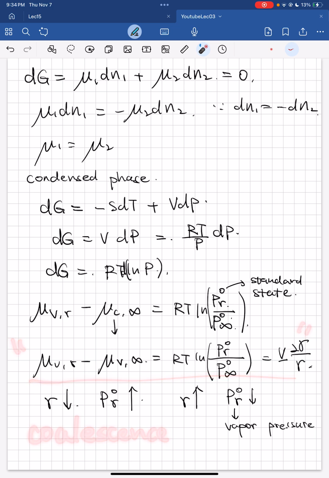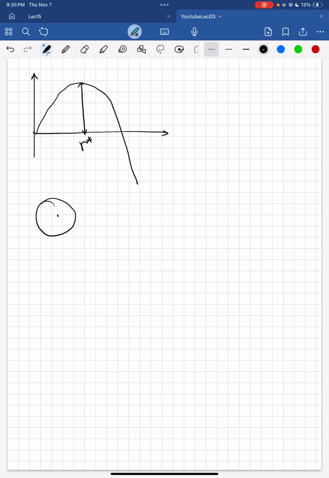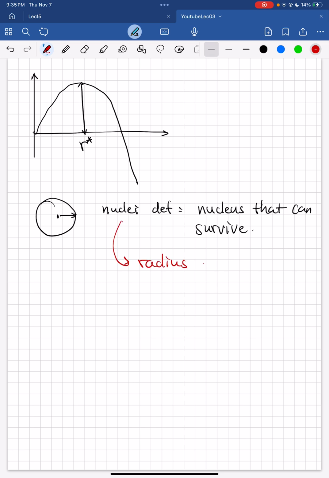So this not only applies to liquid and vapor, it also applies to solidification. So when you have a critical nucleus, let me draw it for you. It looks like this. And this is critical radius. So this is a nucleus, meaning a nucleus that can survive, meaning it can keep growing, okay? And this has a radius of R star, and this is G star. So basically, if you reach this R star, it will keep growing like this. If it doesn't, it will melt back down into the liquid.